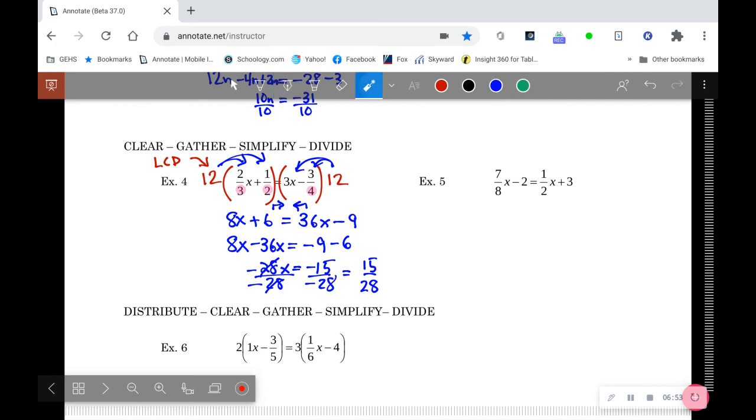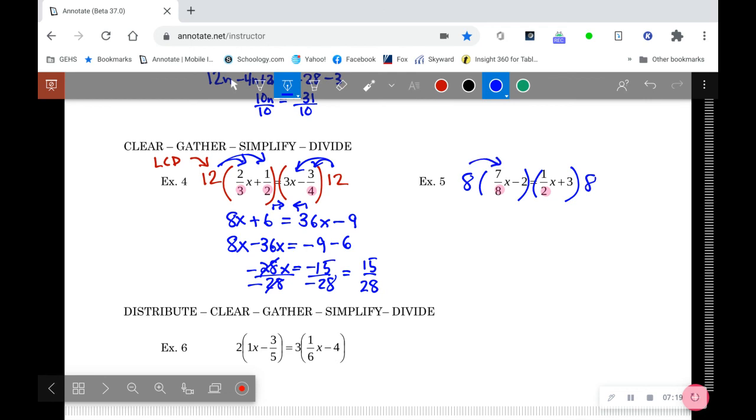Let me highlight on that last one that when we got done with this first step here, the fractions were gone. We cleared them. So we're going to try and clear the fractions out of this next one here. And if you take the denominators, 8 and 2, the first number that they both divide into would be 8. 8 goes into 8, 2 goes into 8. So your LCD, least common denominator, is 8.